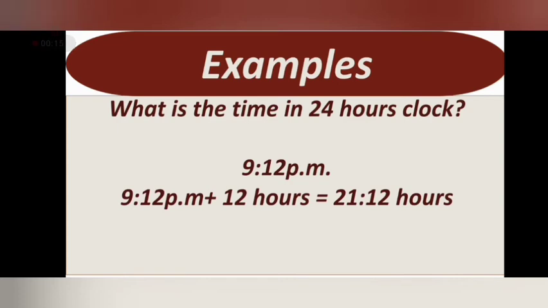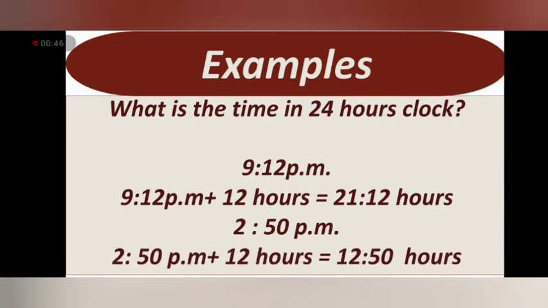We all know that when we convert the PM time into 24 hours clock, we will add 12 hours. So we will add 12 hours in 9:12 p.m., then we will get 21:12 hours. In the second example, 2:50 p.m., we have to add 12 hours to get the time in 24 hours clock. So 2:50 p.m. plus 12 hours is equals to 14:50 hours.